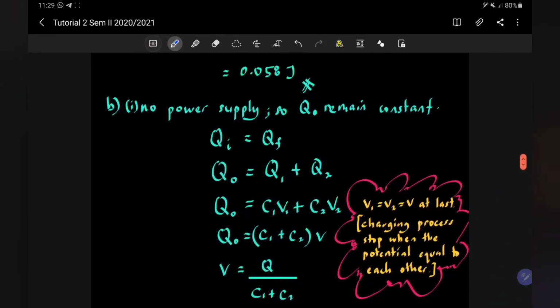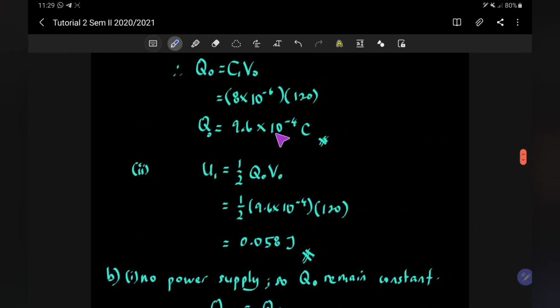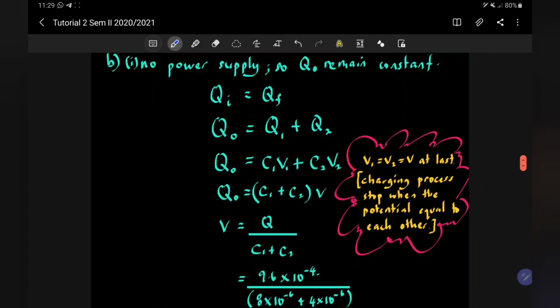Alright, and then for part B, we have disconnected the power supply, isn't it? Okay, so remember, no power supply, so Q still remains constant. So Q initial equals Q final. Q initial is Q0 calculated before, which is stored by C1 only. After taking out the power supply, we connect C1 and C2 by closing switch S. So Q final equals Q stored by C1 plus Q stored by C2. So Q final is Q1 plus Q2, where Q1 is C1 V1, the charge stored by C1, and Q2 is the charge stored by C2, which is C2 V2.